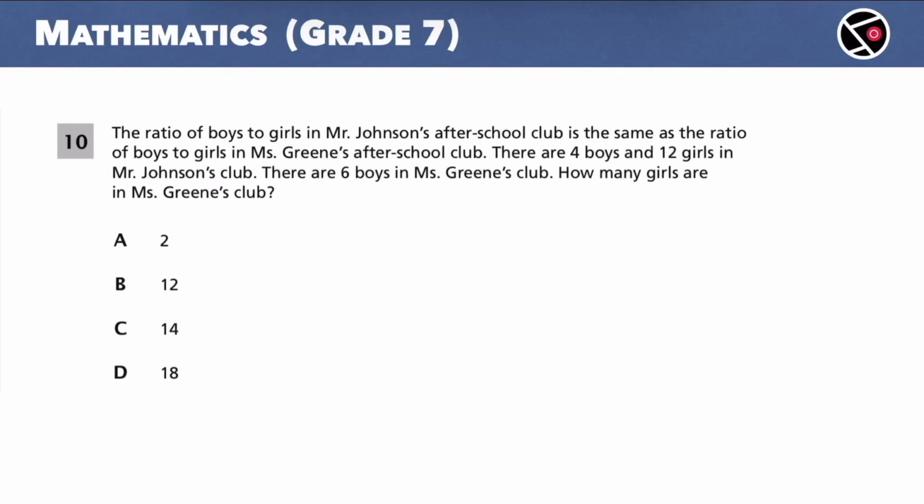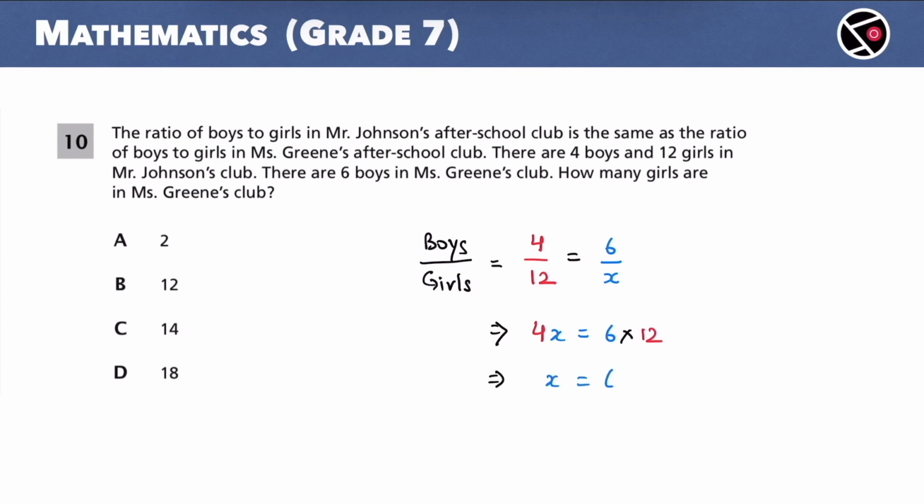The problem tells us that the ratio of boys to girls is the same in both the clubs. For Mr. Johnson's club, the number of boys is 4 and the number of girls is 12. For Miss Green's club, the number of boys is 6 and the number of girls is unknown. We call it x. We have 4x equal to 6 times 12. x is 6 times 12 divided by 4. 4 ones are 4, 4 threes are 12, 6 threes are 18. Miss Green has 18 girls in her club. The correct choice is D.